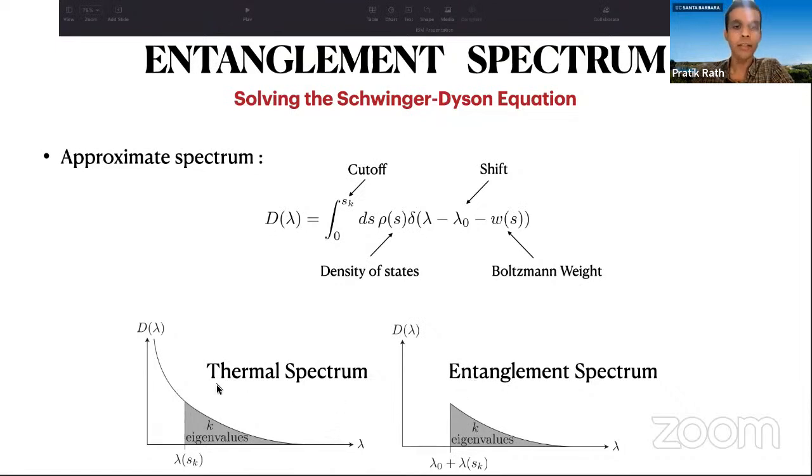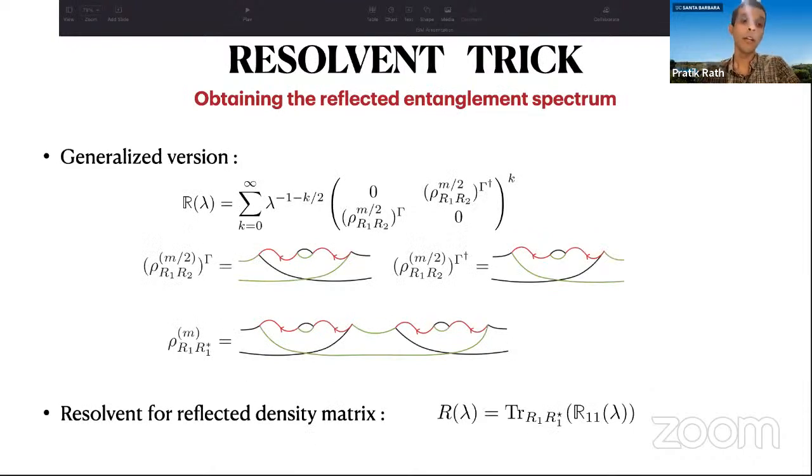It essentially takes the form of a cutoff thermal spectrum. You take the thermal spectrum, look at its first k eigenvalues, and cut off the spectrum at that location and shift it appropriately to make it correctly normalized. The details of this are not so important, but the important fact is that solving this resolvent trick gives us the entanglement spectrum. Now we can do the same thing for the reflected entropy.